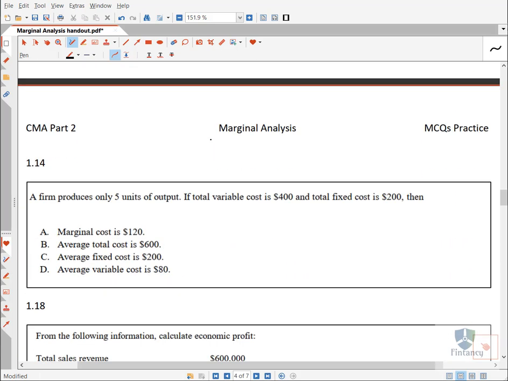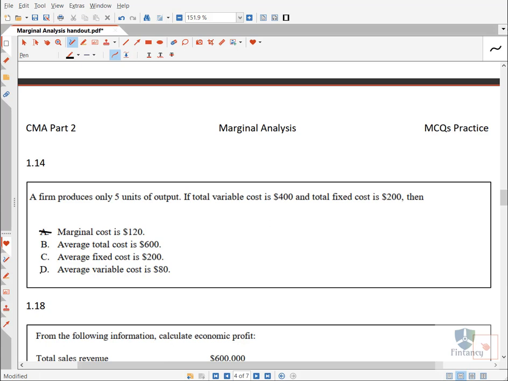Here we don't have it. We cannot say what the marginal cost is. There is not enough data available to say how much the marginal cost is. So A cannot be the answer. I hope it's clear to everyone.